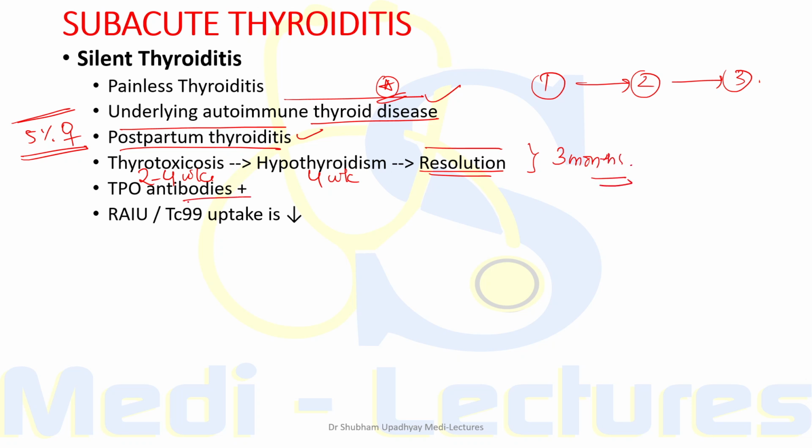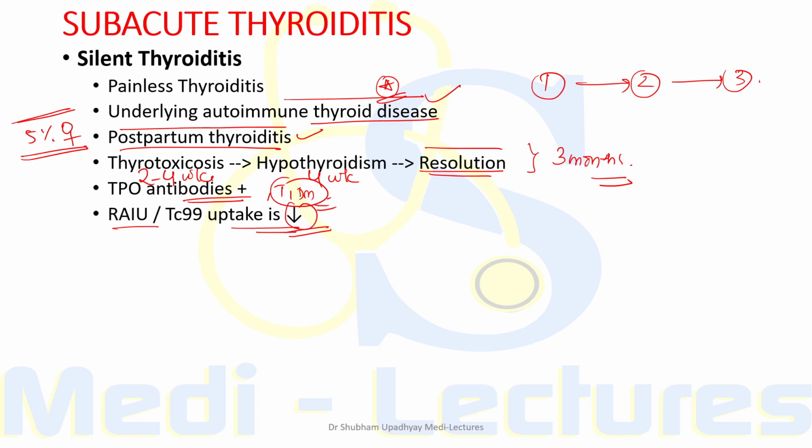TPO antibodies are present in this condition, which is the differentiating feature from viral thyroiditis, and it is more common in conditions of other autoimmunity like type 1 diabetes. So the patients who have other autoimmune diseases like type 1 diabetes are at increased risk of this silent thyroiditis. Radioactive iodine uptake, technetium-99 uptake will be decreased in thyrotoxic stage.